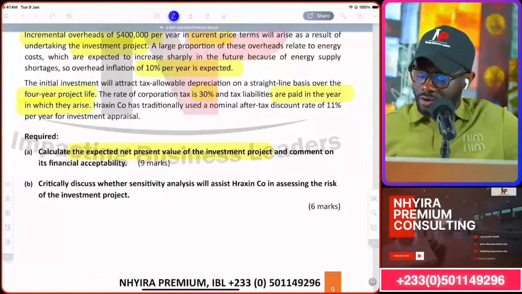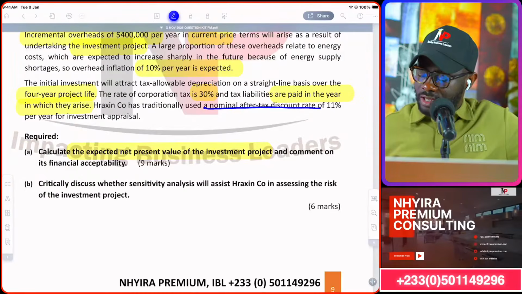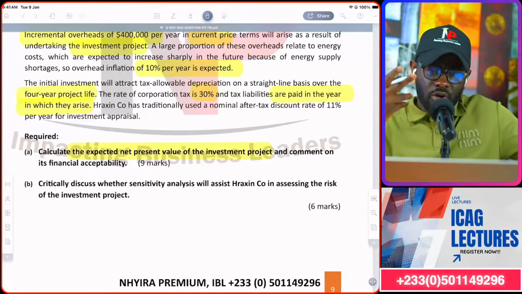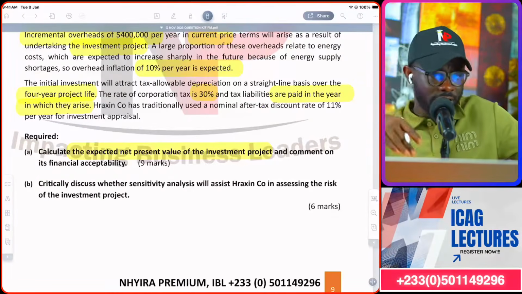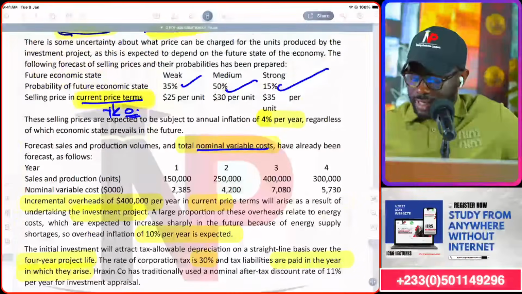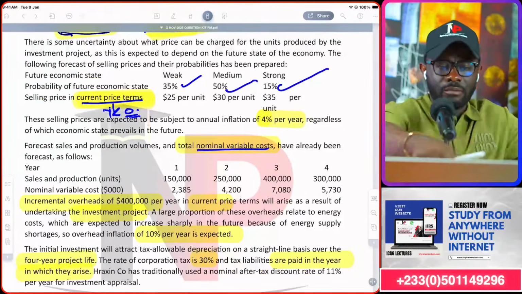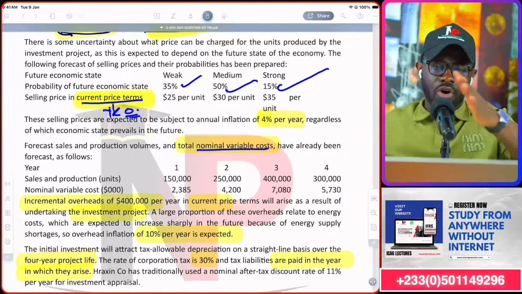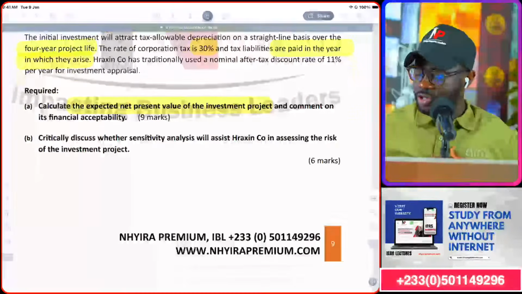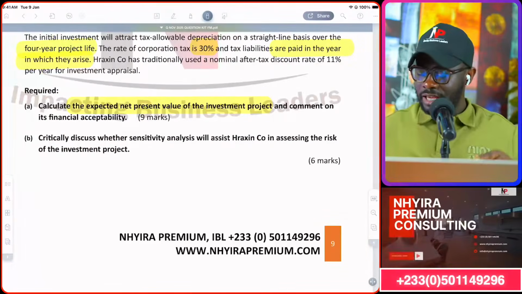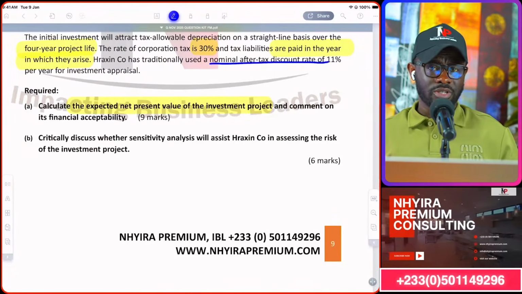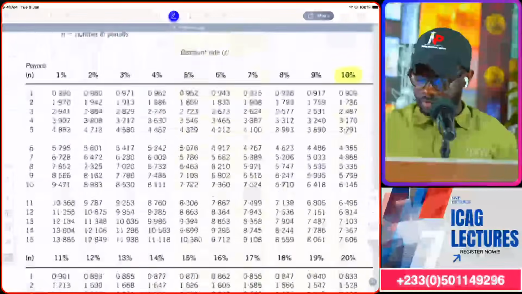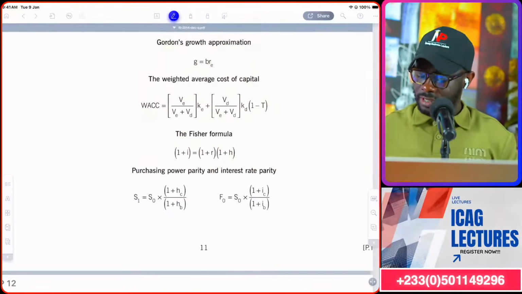And we are told that Racine Co. has traditionally used a nominal after-tax cost of capital of this per annum. Remember that the discount rate given to us must also correspond to the cash flows we are using. So far, all the cash flows we are using are in nominal terms because the selling price was in real terms, but we inflated it. The variable cost is in nominal terms. The incremental overhead is in real terms, but we're going to inflate it. So all the cash flows are in nominal terms. It means we must use nominal cost of capital. But if the examiner had given us a real after-tax cost of capital, then we would have used the Fisher formula to calculate the nominal cost of capital. You know the Fisher formula, right? That's the purpose for the Fisher formula.